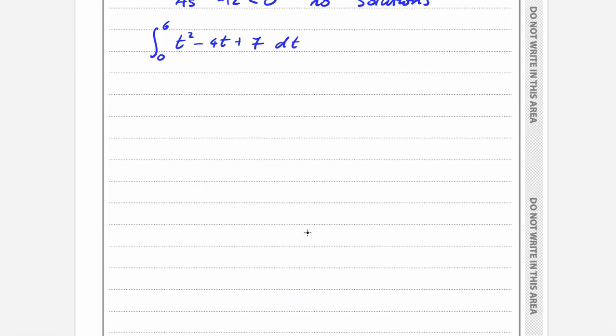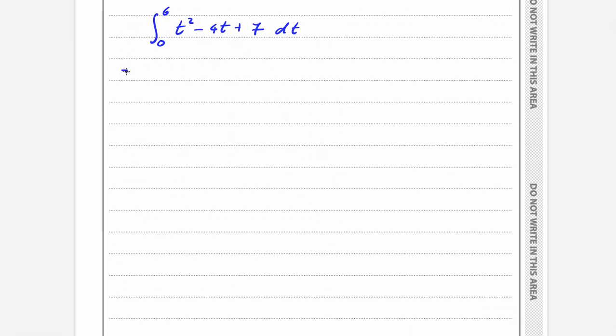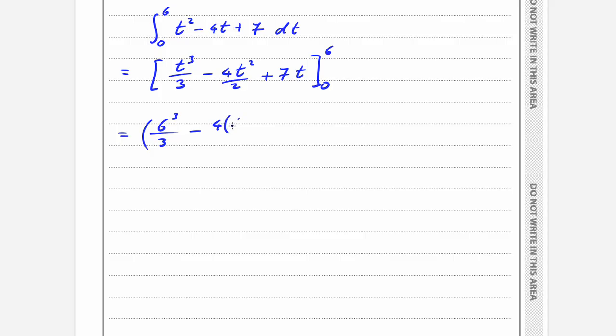Okay, I'm going to go down here, guys, and then we can just do it from here. So this equals square bracket t cubed over 3 minus 4t squared over 2 plus 7t, all from 0 to 6. This is equal to 6 cubed over 3 minus 4 times 6 squared over 2 plus 7 times 6. And again, minus, guys, if I sub in 0, everything here just goes to 0. So nicely, it's just minus 0.